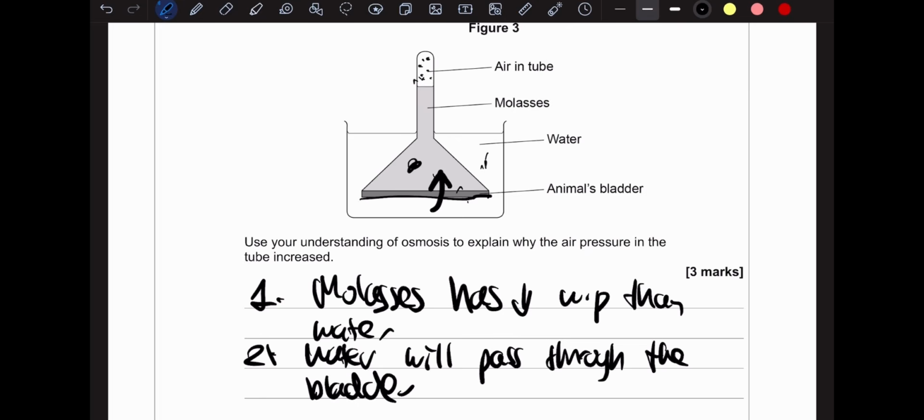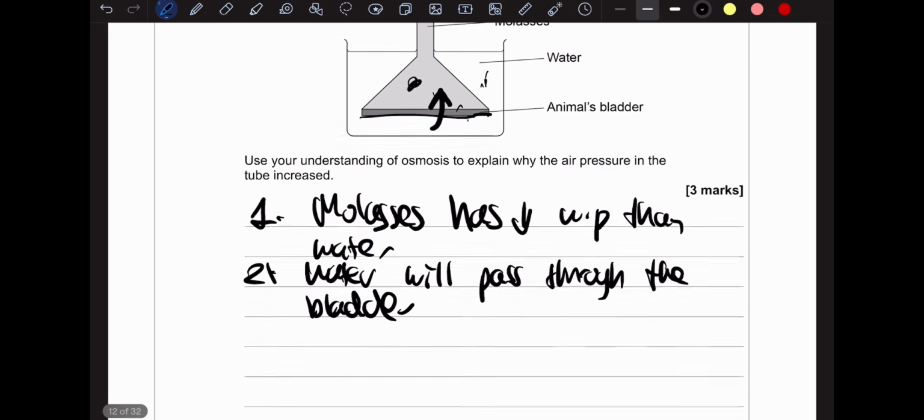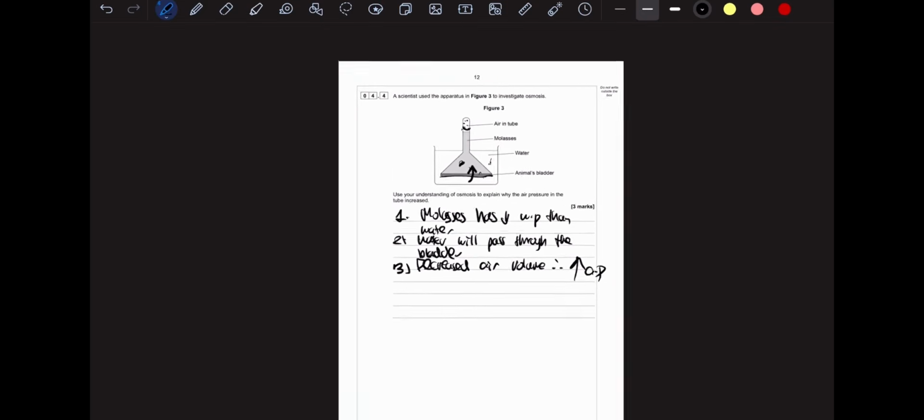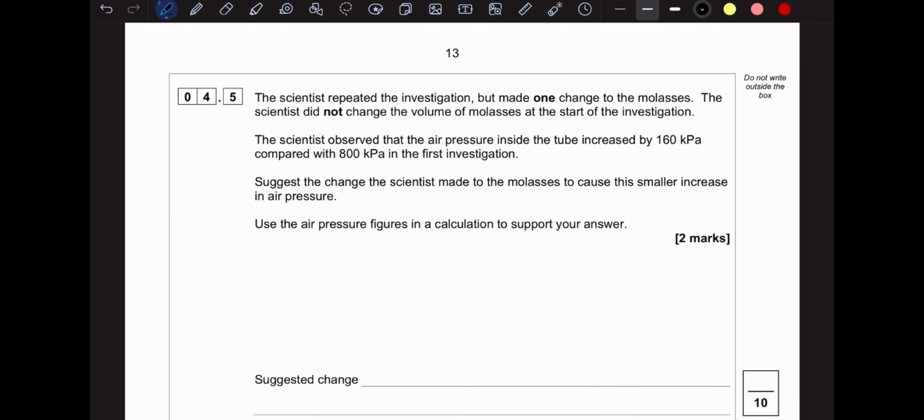Now, you're increasing the volume of a liquid in this tube by the water joining the molasses, and that's going to leave less and less room for the air, right? Because in terms of quantity, the air is the same, but you have less volume, that's going to be increased pressure. So, how do we say this? Well, decreased air volume, right? Therefore, increased air pressure. There we go. Lovely.